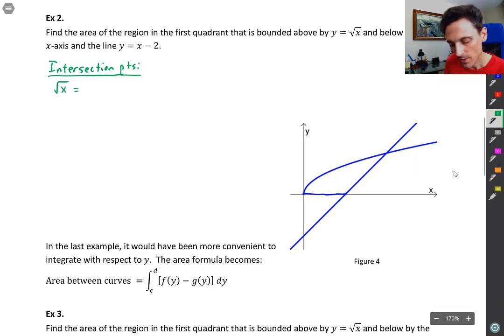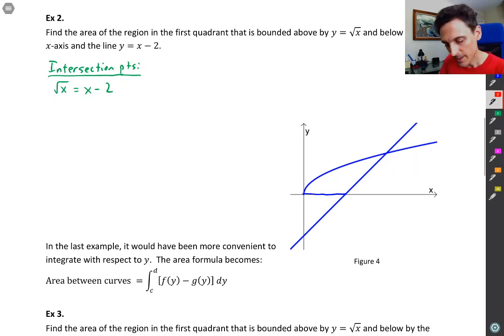So we have square root of x equals x minus 2. As we talked about in example 1, we just set the functions equal to each other and solve. Now we've got this square root of x, so what can we do as a first step to get the x out of the square root, or to get rid of the square root? So if you said square both sides, that would work. That's how you can get rid of a square root.